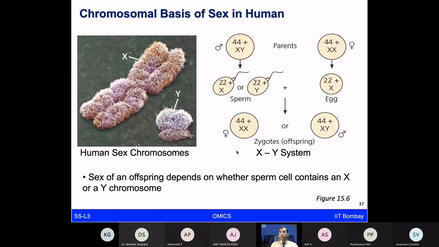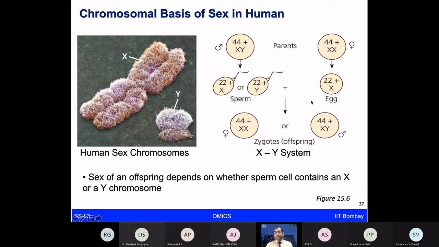And a similar thing also happens in humans. If you think about the chromosomal basis of sex in humans, we have 46 chromosomes, 23 pairs, and it is 44 plus XY chromosomes in the male and 44 plus XX in the female. Now, the gametes formed in the female will all have only the X chromosome, whereas in the sperm we have either an X chromosome or a Y chromosome.